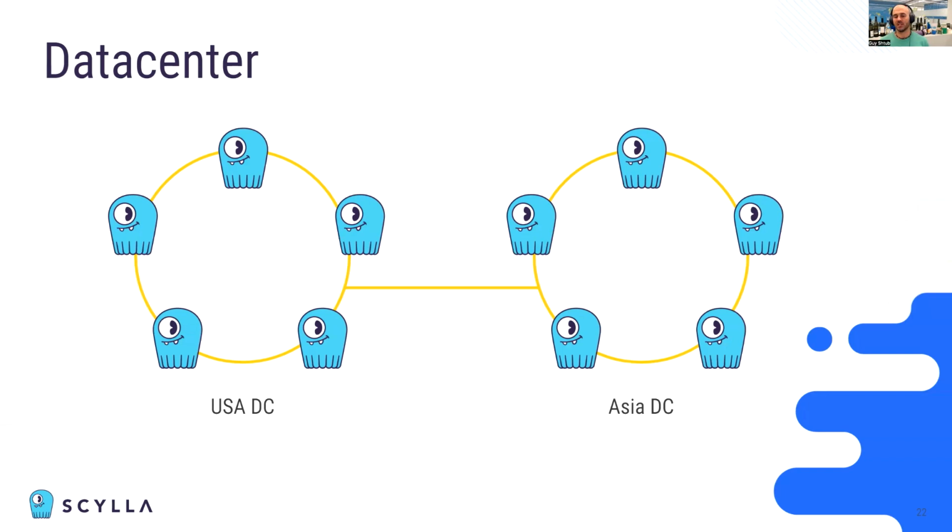So ScyllaDB is topology aware, and it's aware of the different data centers and even of racks within the data center. That's something you can define when you define your topology and the data centers. There is something called, I think it's called replication strategy, but I'm not sure. Anyway, there's a topology aware replication strategy or something like that.